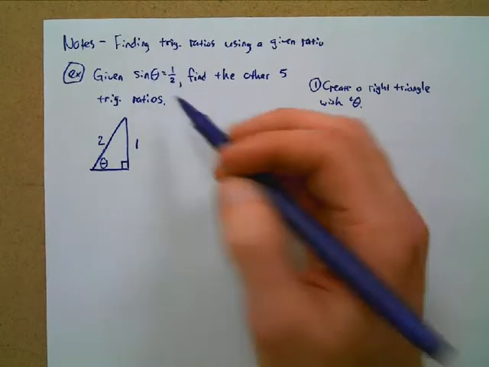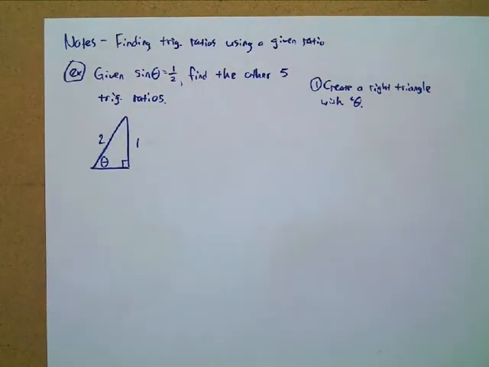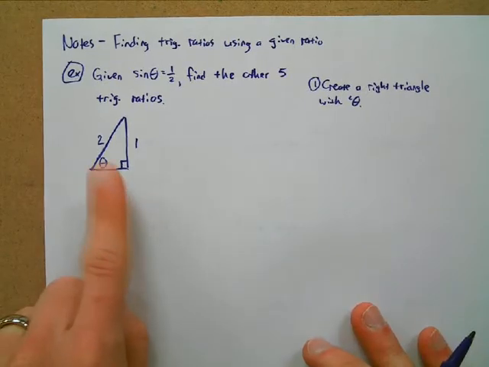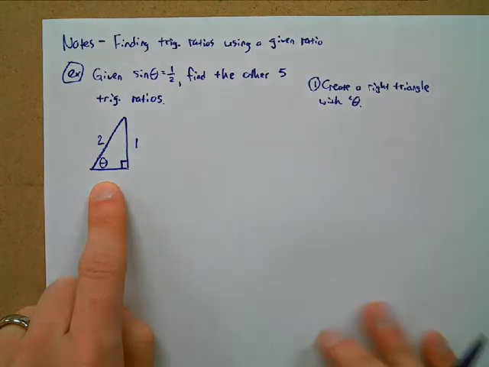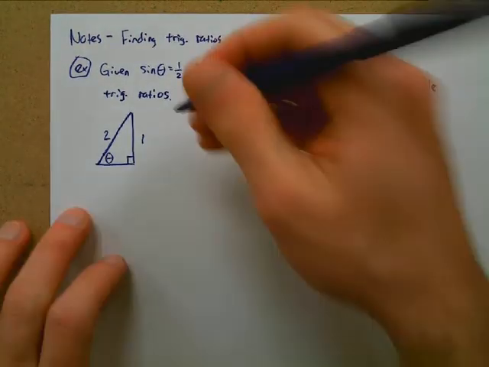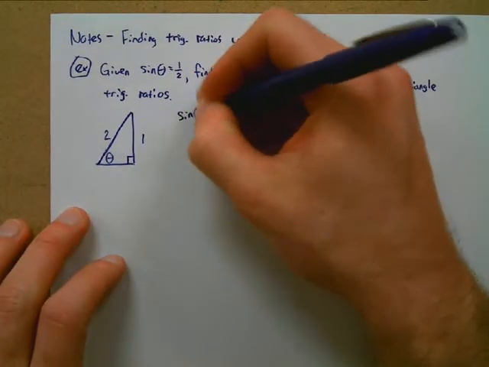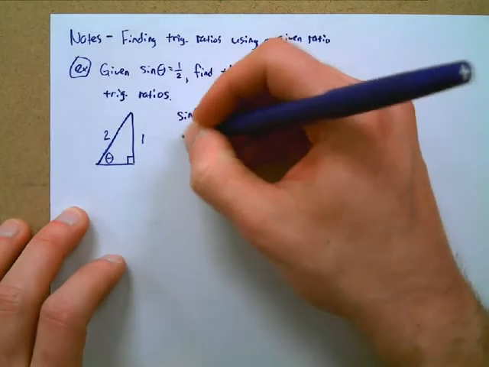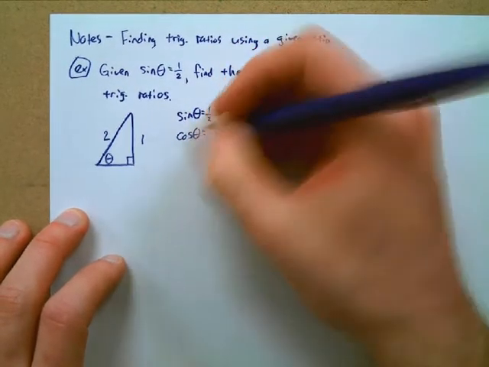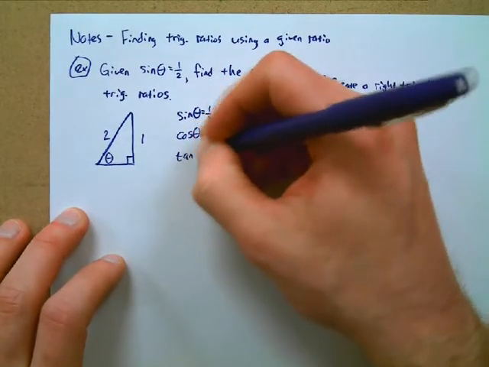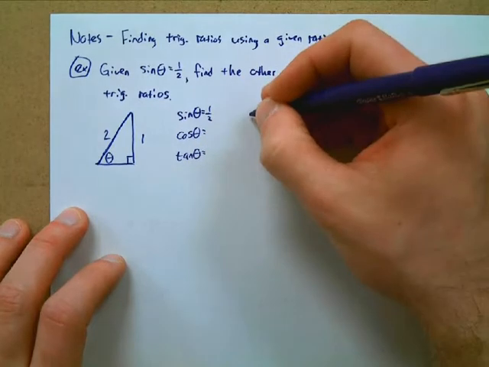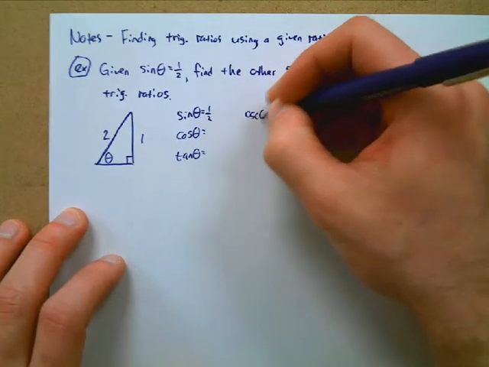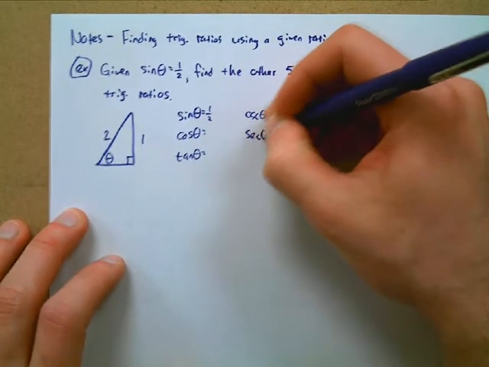All right. And then by the Pythagorean theorem, we can find this missing third side if we want to. And why might we want to find that missing third side? Well, if we know that the sine of theta is 1/2, and we want to find all the other trig functions, we're going to need to know all 3 sides of that triangle. So we're going to want to find that third missing side here.